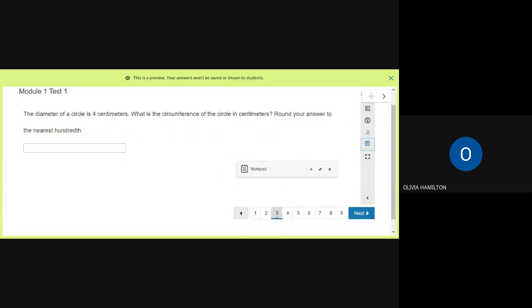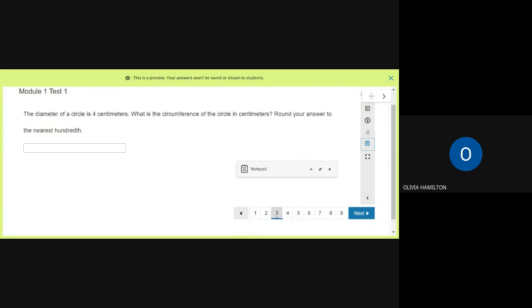Number 3, the diameter of a circle is 4 centimeters. What is the circumference of the circle in centimeters? Round your answer to the nearest hundred. I've told you this before. Most of the time, they're going to ask you to round to the hundreds place or even the tenths. Never the thousandths, not in middle school at least.